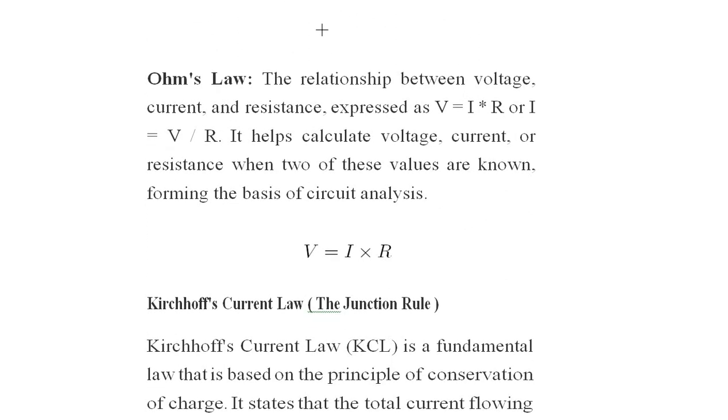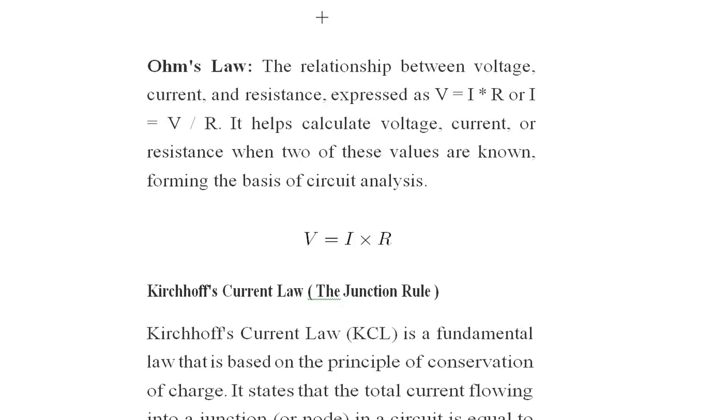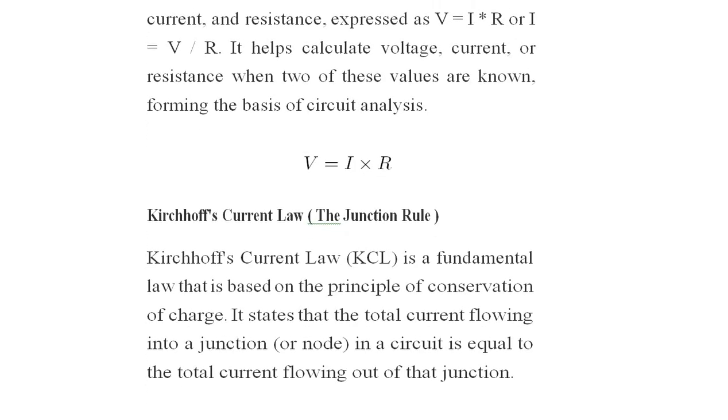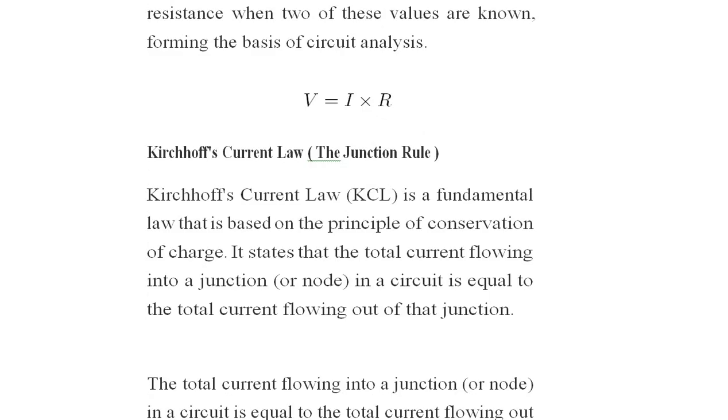According to Ohm's law, the relationship between voltage, current and resistance is expressed as V is equal to I into R, or else we can write I is equal to V by R. It helps calculate the voltage, current or resistance. When two of these values are known, the other value can be calculated. So V is equal to IR. Next is Kirchhoff's current law, which is also called the junction rule.